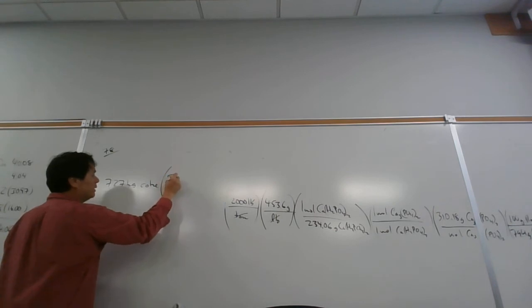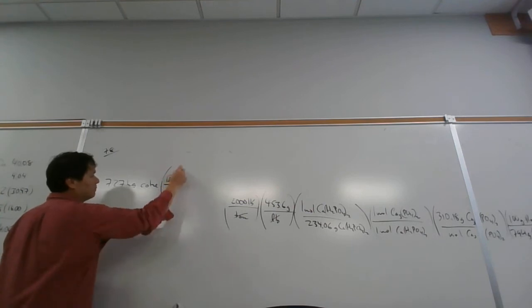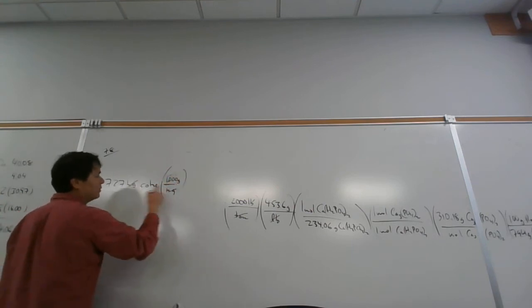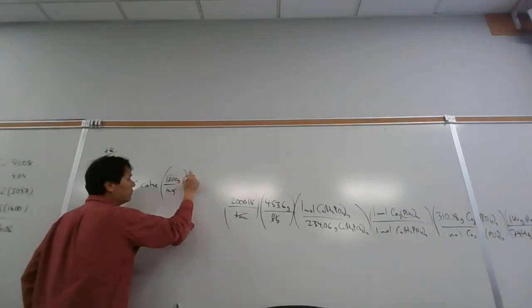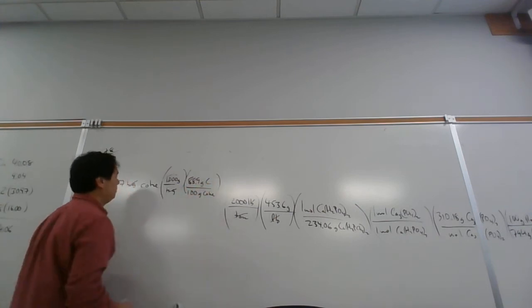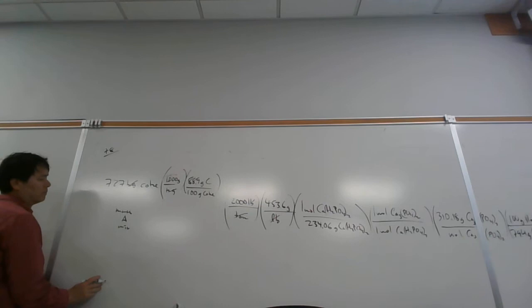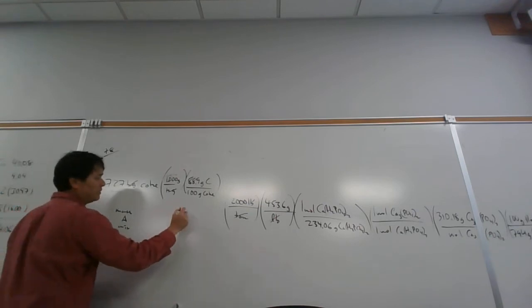So it's 88 point, well, actually, let's go to grams. So kilograms, 1,000 grams per kilogram. And so we have grams of coke. And then it's going to be 88.9 grams of pure carbon for every 100 grams of coke. And so we're going from mass of A mixture to mass of A pure.